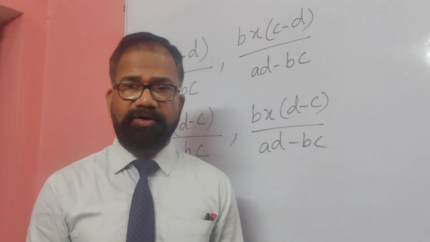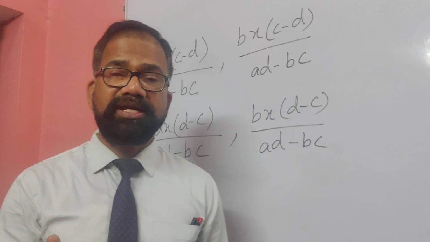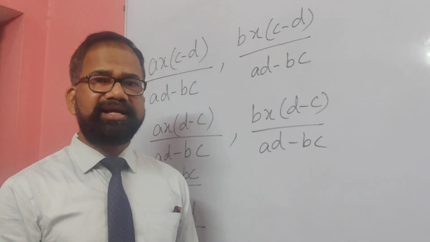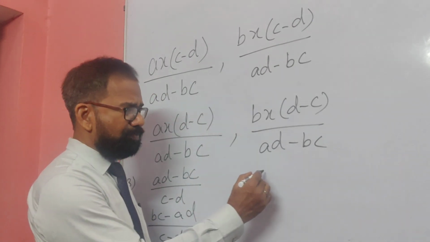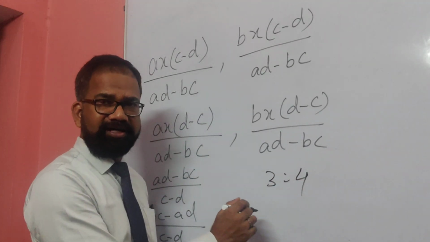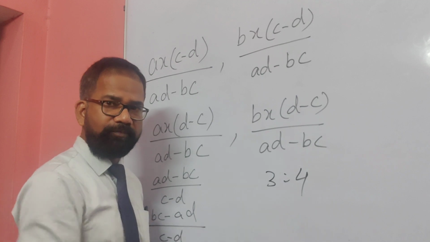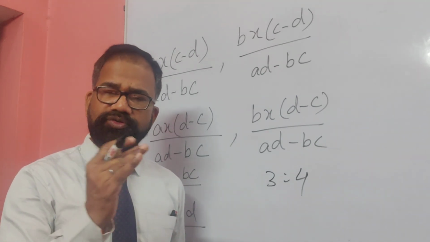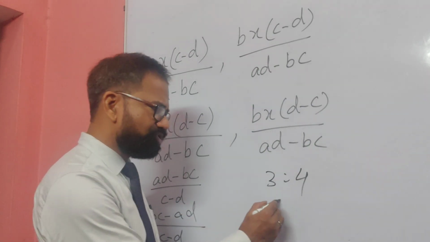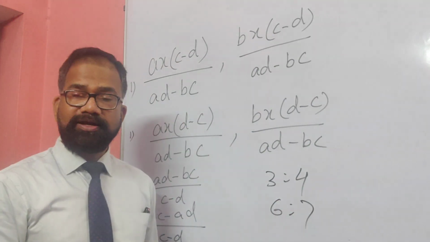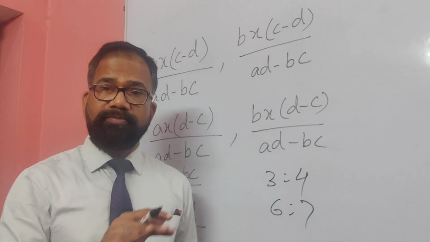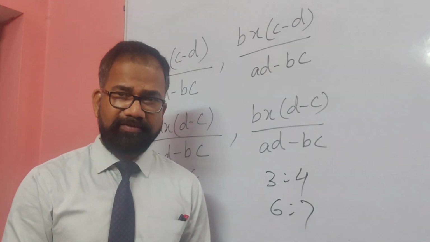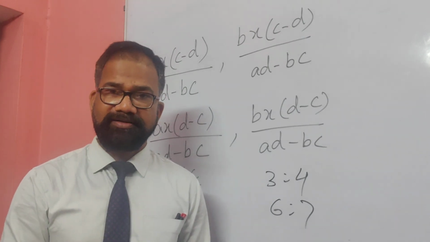Suppose you have a question: the ratio between two numbers is 3 ratio 4. If 5 is added to these numbers, the ratio becomes 6 ratio 7. How do we find out what the two numbers are?